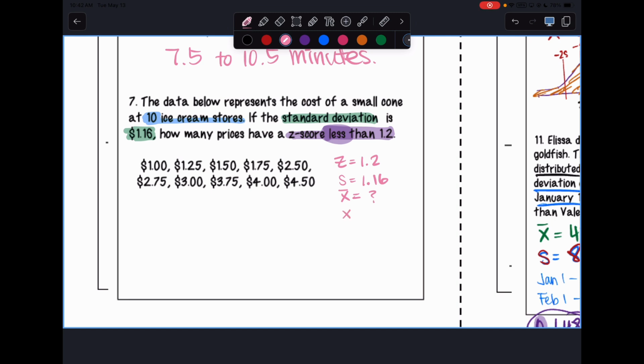Do we have the x value yet? A part in the data that tells me where 1.2 z-score is. We don't know that yet. That's what we need to find out. So first, we need to figure out the mean, so we can use our equation. Okay, so add them all up.